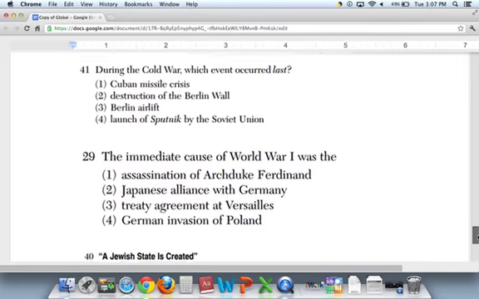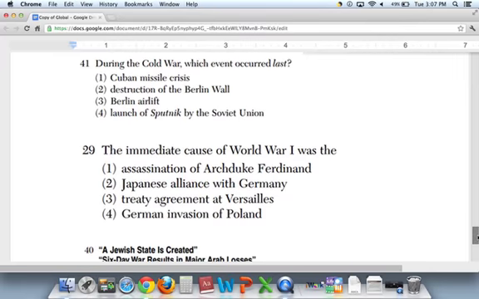Okay, number 41. During the Cold War, which event occurred last? 1, Cuban missile crisis. 2, destruction of the Berlin Wall. 3, Berlin airlift. And 4, launch of Sputnik by the Soviet Union.